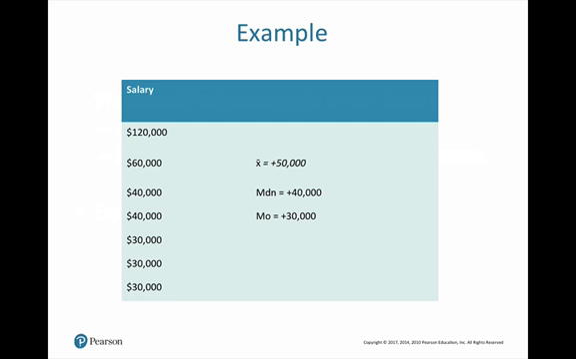If I arrange them in order, as they are here, from the bottom to the top, and take the middle score, I can see that I have a median of $40,000, and then the mode of this distribution is $30,000. So this module, this lecture, helped us to learn what these measures of center are, the mean, the median, and the mode, as well as how to compute them.